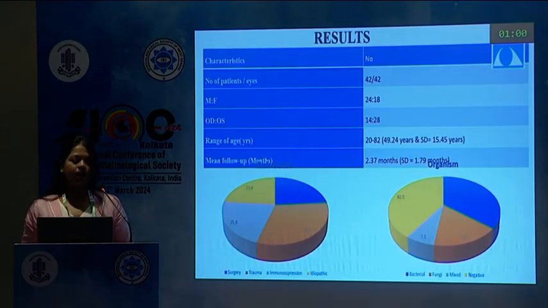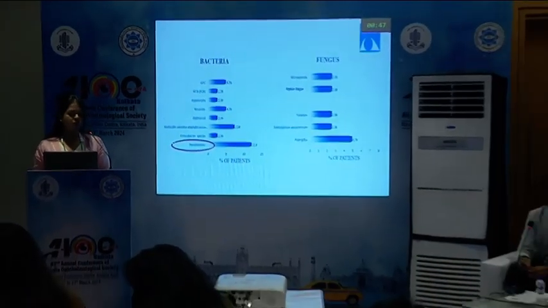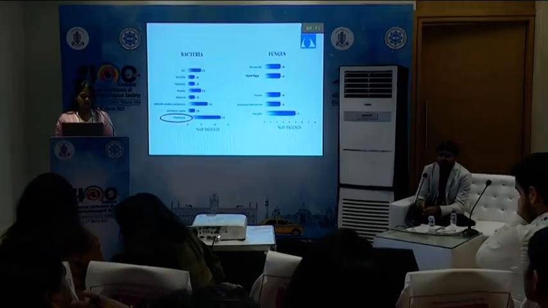So, out of 42 patients, 24 were male and 18 were female, and 14 eyes were right and the rest left. The age was between 20 to 82 years. In my case, Pseudomonas is also the most common bacterial organism found.